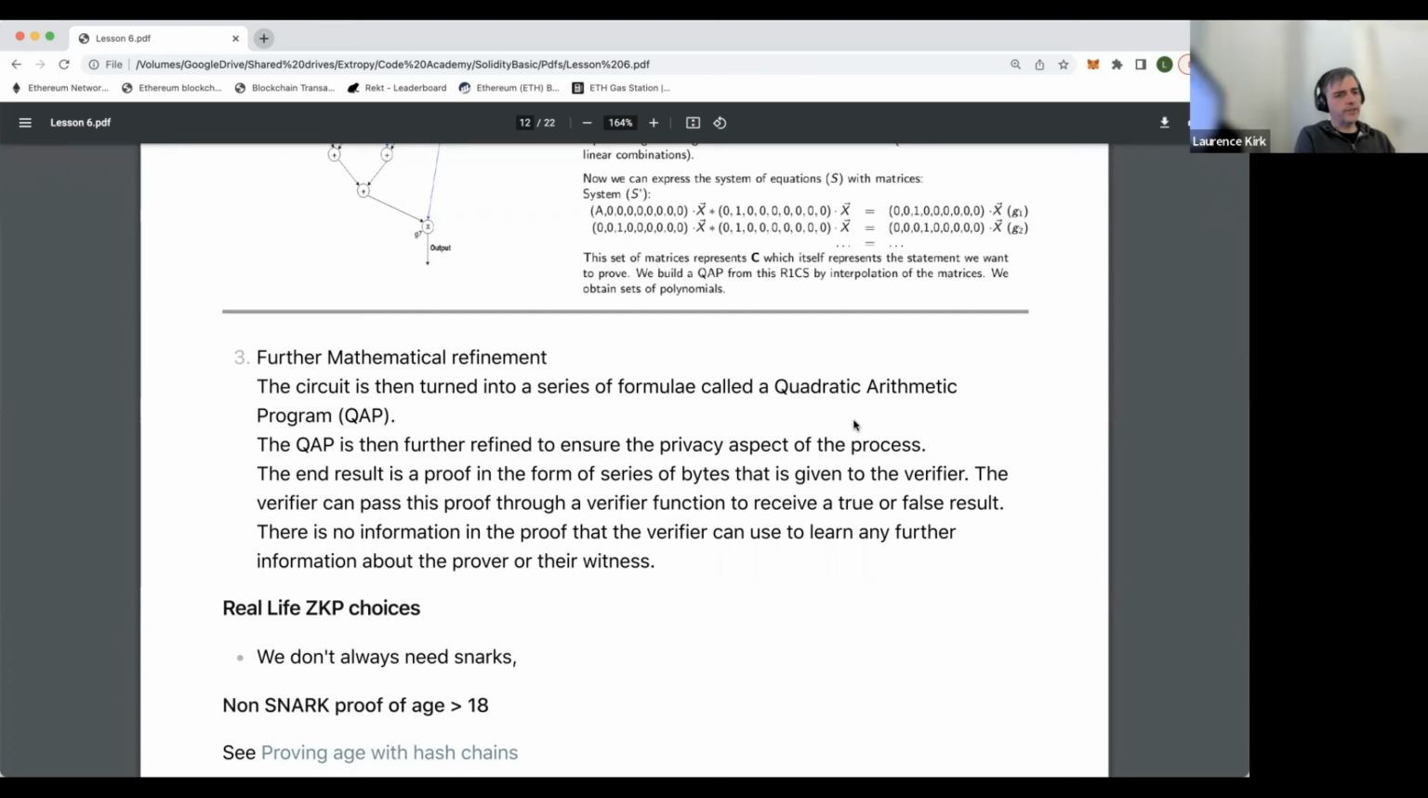And then alongside that, there is some cryptography going on that ensures that when we're doing this, the prover cannot cheat, and the verifier cannot cheat, and the verifier cannot find out too much information about the proof. They cannot find out the secret values that went into the proof. But all of that involves a lot of extra steps and a lot of extra mathematics.